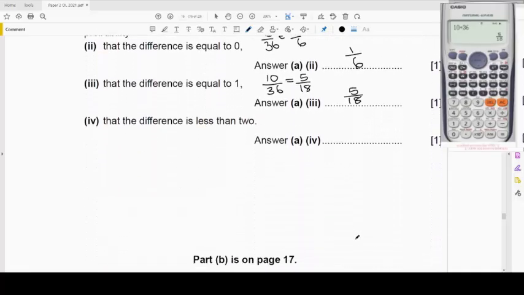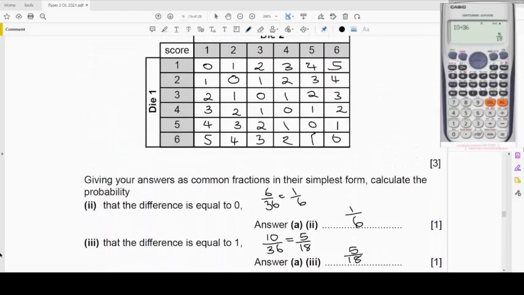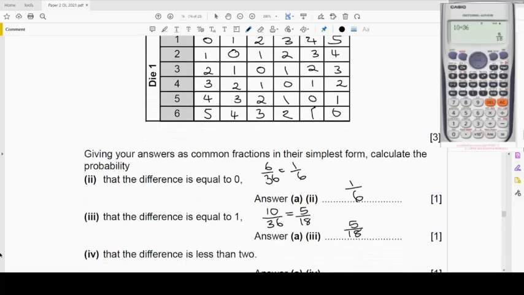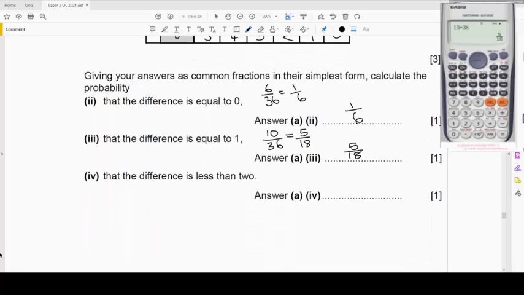Then number 4, that the difference is less than 2. So if the difference is less than 2, that means the difference is either 0 or the difference is 1. And the way you'd work this out is you count how many zeros and how many ones I have all together, and then divide by 36, or you look at the answers you got in the previous question. So the probability that the difference is less than 2 is the same as the probability that the difference is equal to 1 plus the probability that the difference is equal to 0.